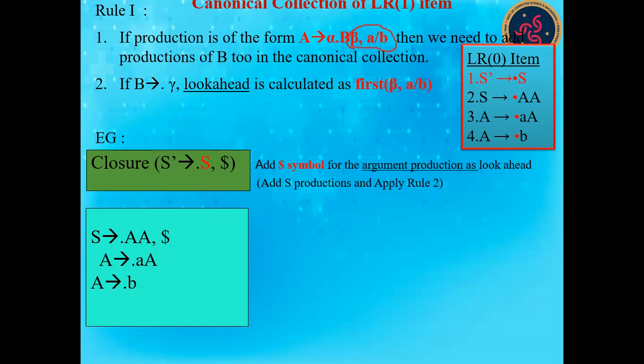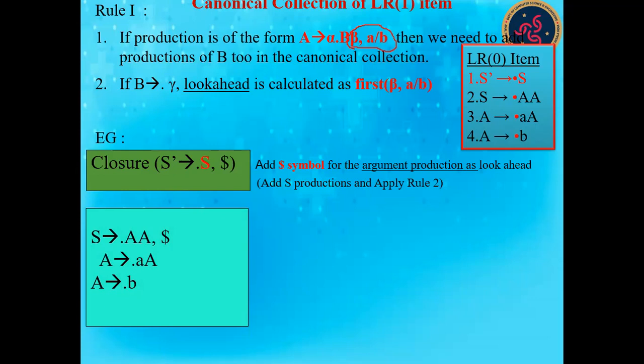We have taken the S productions for this non-terminal. So what comes after S? There is only a dollar symbol. So we need to consider the first of the dollar symbol. What is first of dollar symbol? It is the dollar symbol only. So we can take the dollar symbol as the look ahead symbol for this particular production.